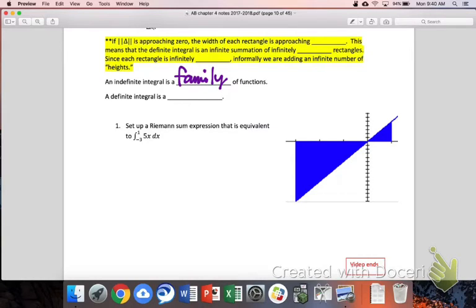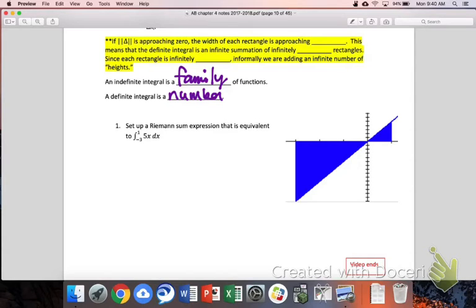But a definite integral is not a family of functions. It's a number. Okay? And the reason why it's a number is because the definite integral is connected with the concept of area, and area is often represented simply just by a number.